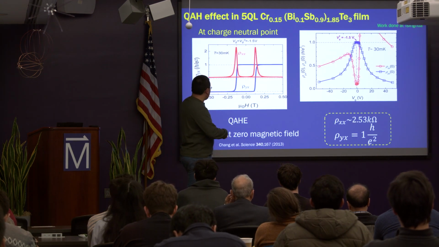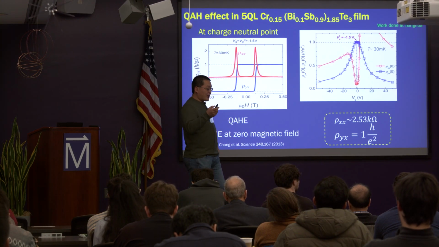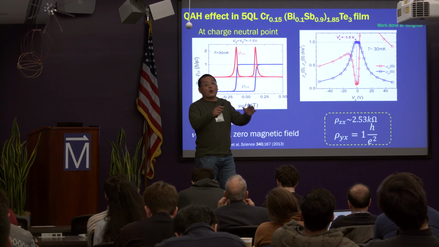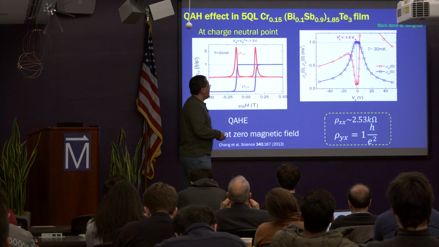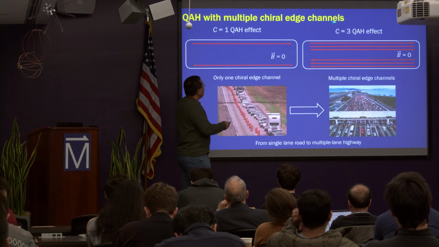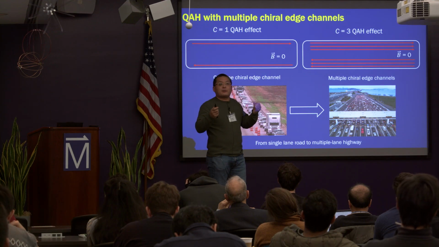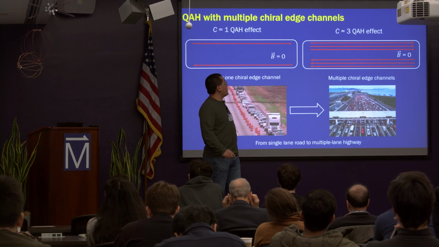In the previous slides, this is quantized at e squared over h. We call it the Chern number equal to 1. There is only one chiral edge channel in the quantum anomalous Hall insulators. So can we realize this kind of high Chern number, with multiple chiral edge channels in the quantum anomalous Hall insulators?